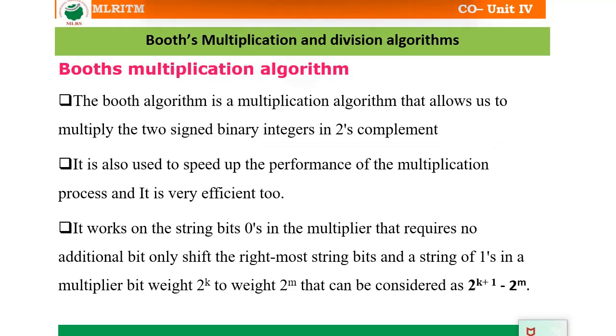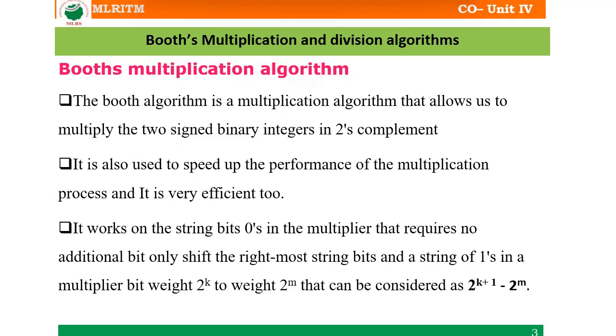Hello everyone. Today's topic is Booth's multiplication algorithm. This is a multiplication algorithm that allows two signed binary integers in 2's complement form. It performs multiplication of two numbers with the help of the 2's complement method.